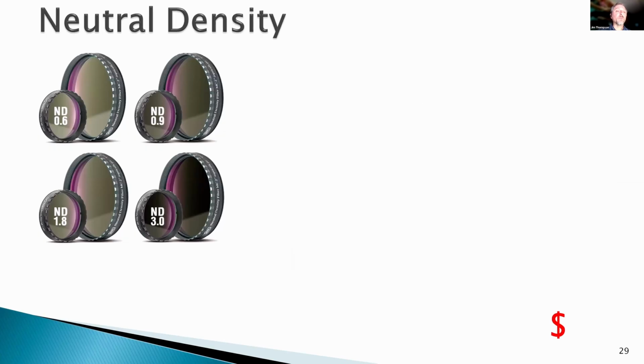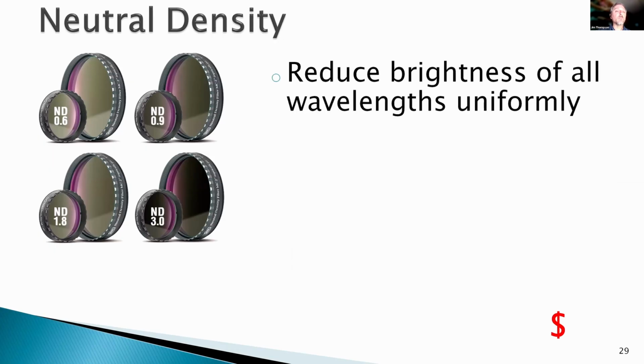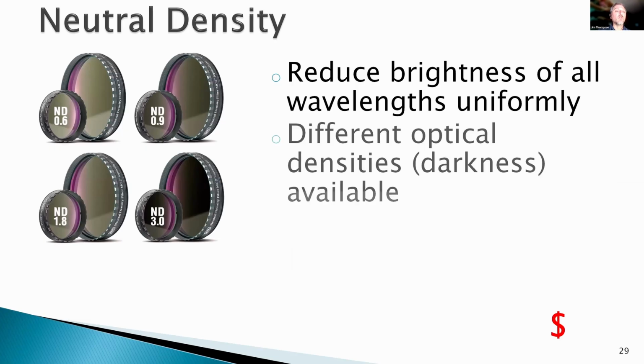The next type of special filter to discuss is neutral density. This is a purely absorption type filter whose purpose is to attenuate the brightness of the object you are observing uniformly across all wavelengths. They are available in a variety of optical densities, meaning you can usually find the right filter for your application. The percent LT of a neutral density filter can be calculated from its optical density using the following equation.